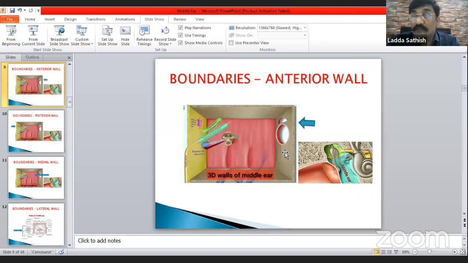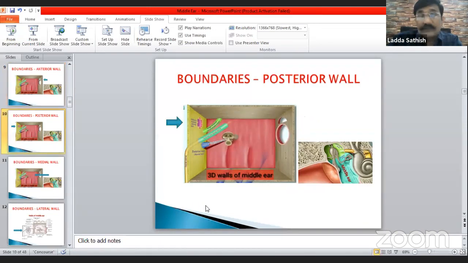So these are the structures which are related with the anterior wall, and the main structure in relation with the anterior wall is the tubal canal. It is the main part, and the anterior wall separates the middle ear from the carotid artery. Now the next one, opposite to the anterior, is the posterior wall.